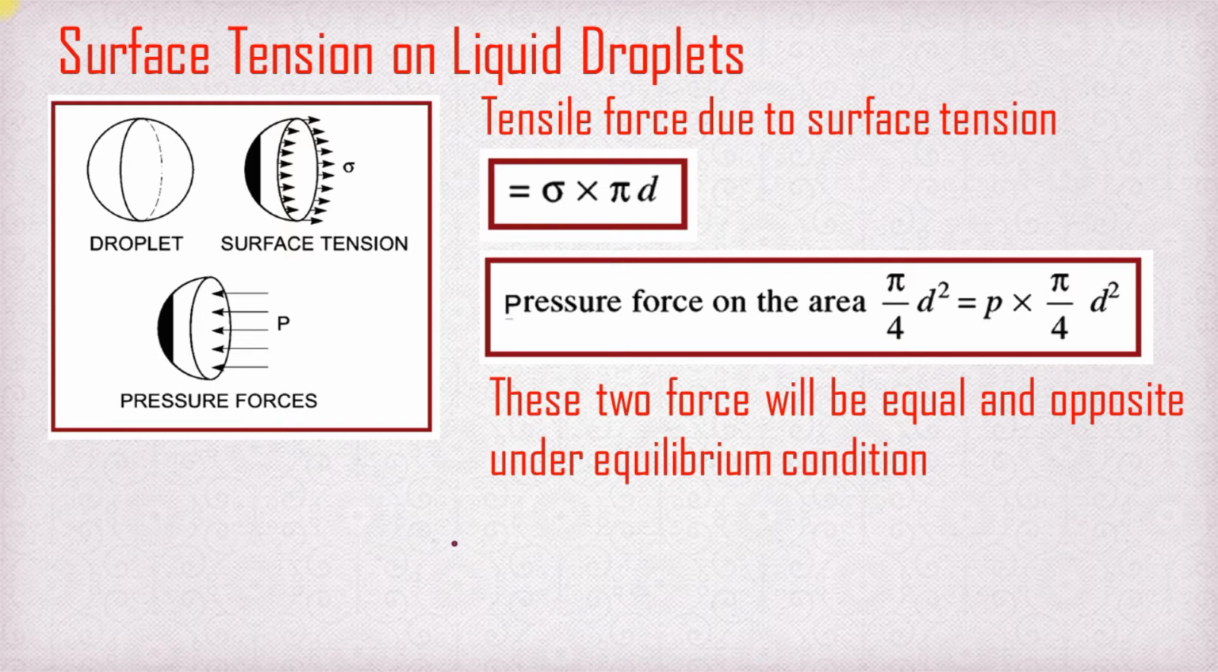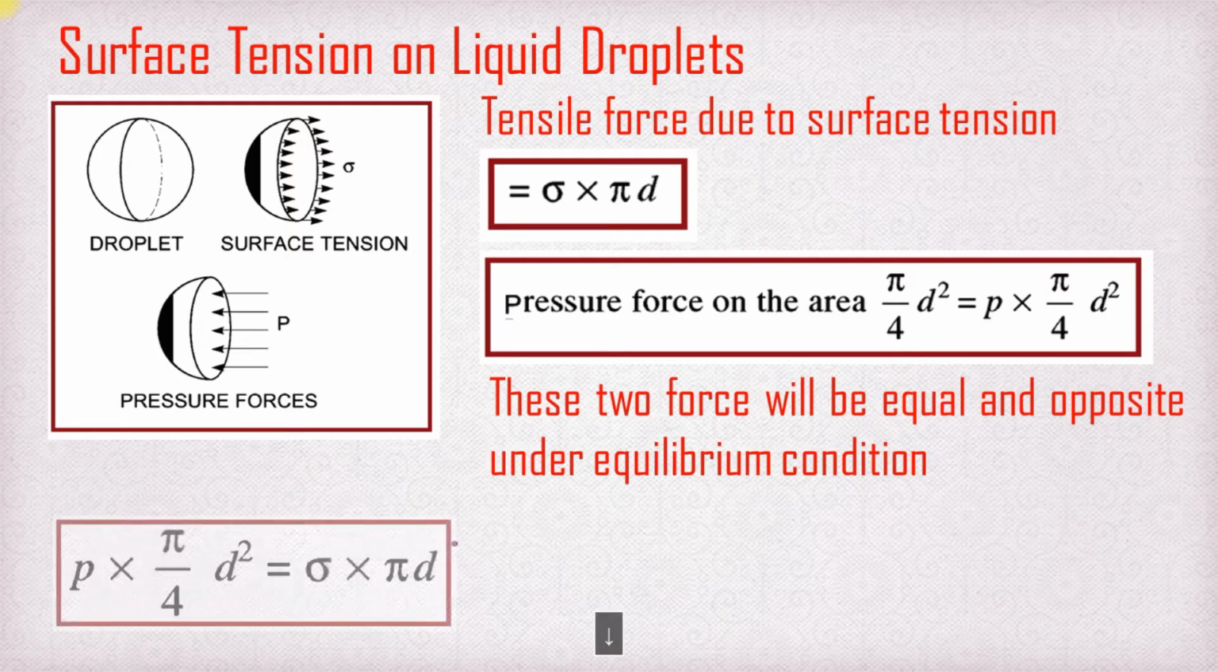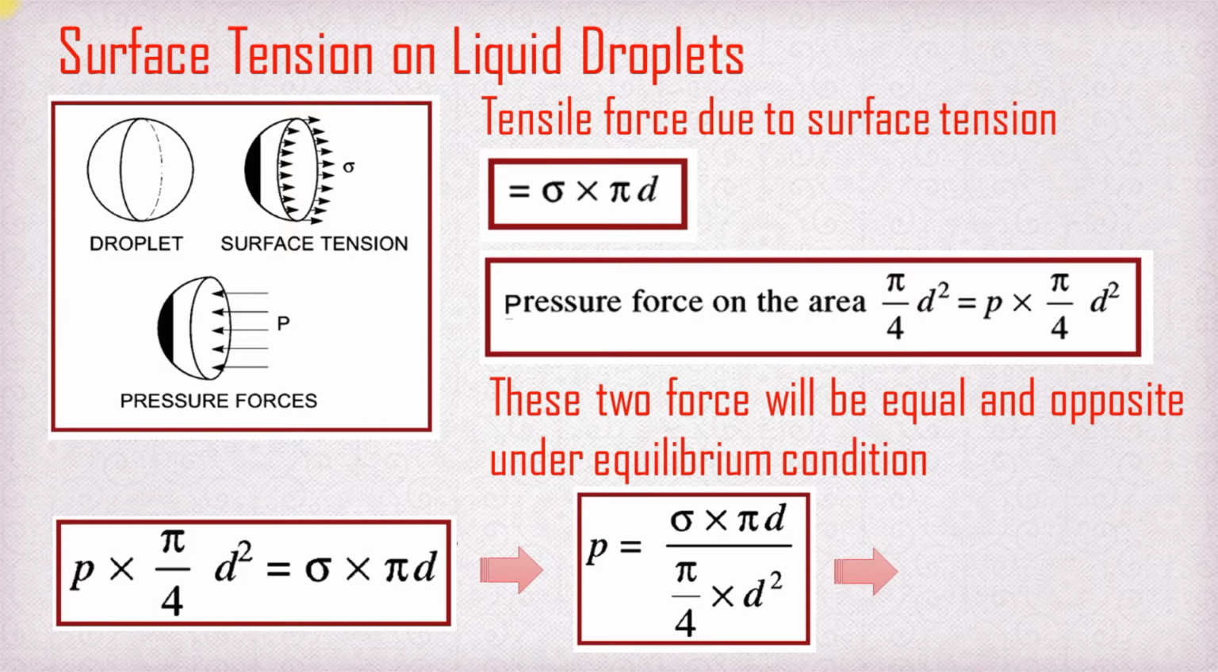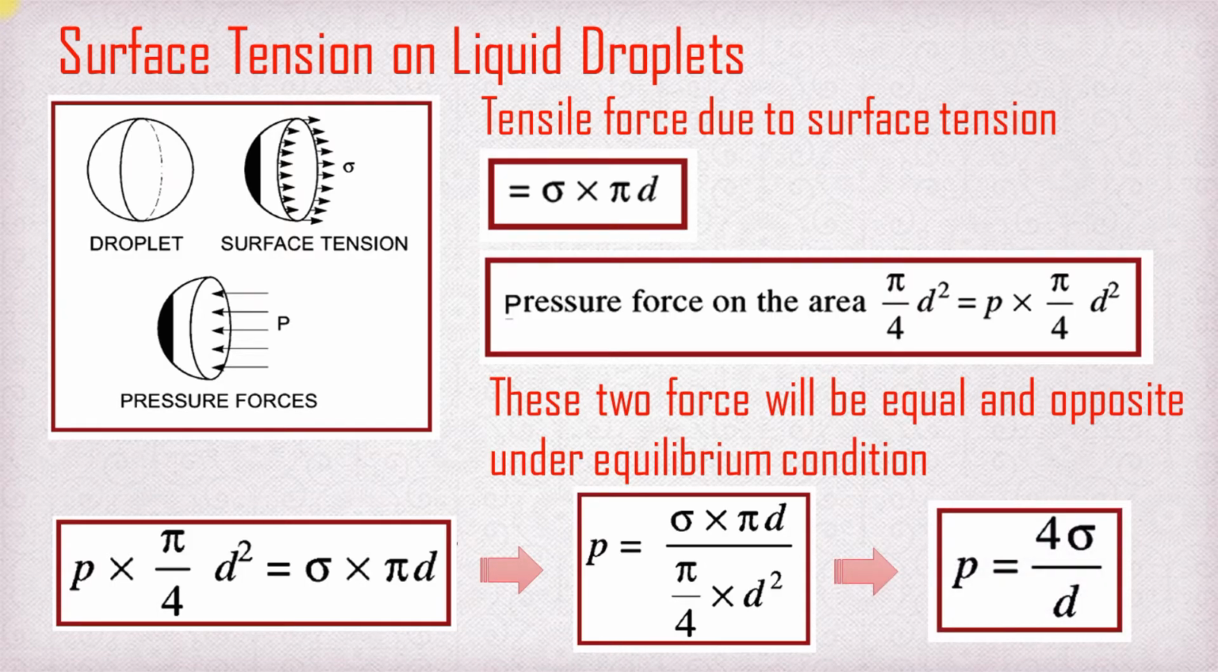So here we compare the surface tension forces with pressure forces. The pressure force is P into pi by 4 d square, and the surface tension force is sigma into pi d. Now we simplify this equation, making pressure the subject. So the pressure equals sigma into pi d upon pi by 4 d square. Further simplified, pressure equals 4 sigma upon d.